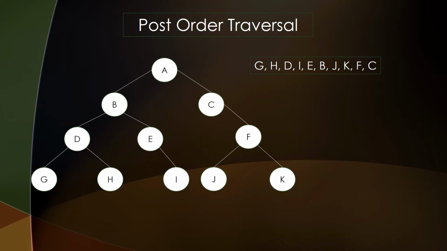And finally, now moving to the root node A, which is the last node left in the array, we'll insert A into the array, finally completing the post-order traversal algorithm. And here is the list, or the path, through which the post-order traversal has taken place. So it will be G, H, D, I, E, B, J, K, F, C and A. So this is the post-order traversal path for the tree given in the example.